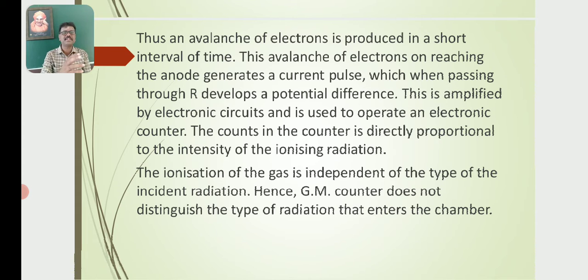So what about the current pulse it generates, which passes through resistance R, which develops a potential difference. This is amplified by electronic circuits and is used to operate an electronic counter. The counts in the counter are directly proportional to the intensity of the ionizing radiation.